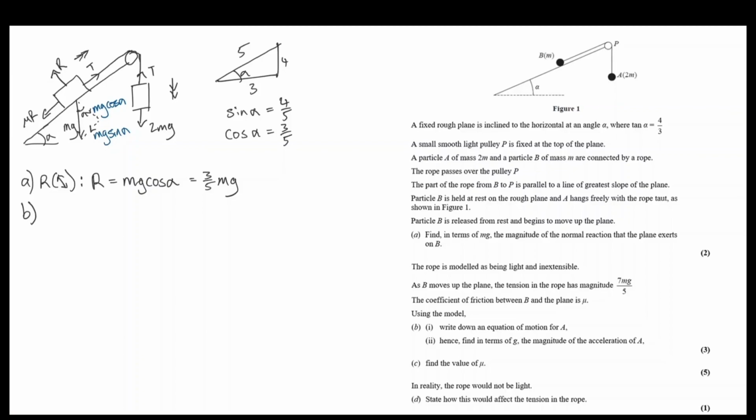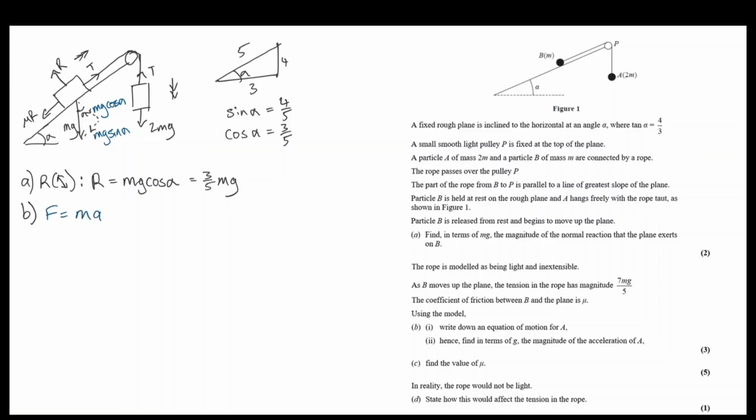We're told that the rope is modelled as being light and inextensible, and as B moves up the plane, the tension in the rope has a magnitude of 7 over 5 mg. The coefficient of friction between B and the plane is mu, just like we always expect. We've been asked to use the model to write down an equation of motion for A, and to find in terms of g the magnitude of the acceleration of A.